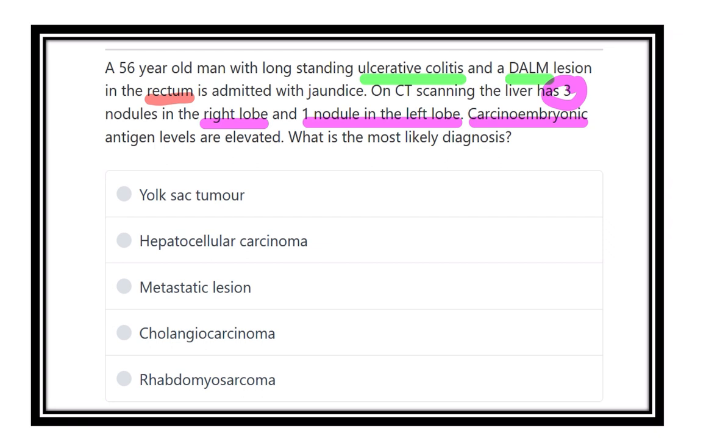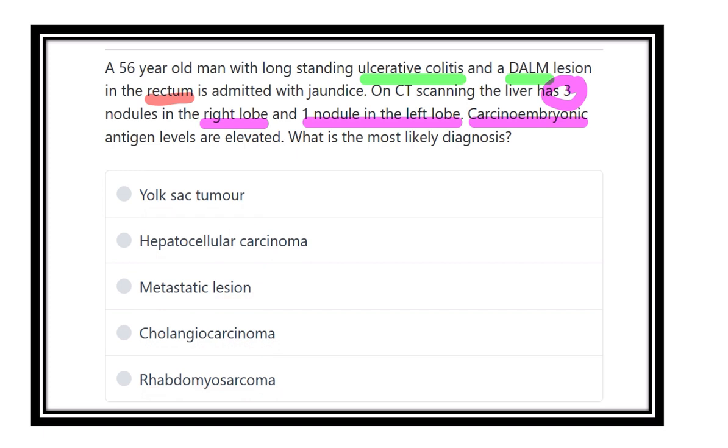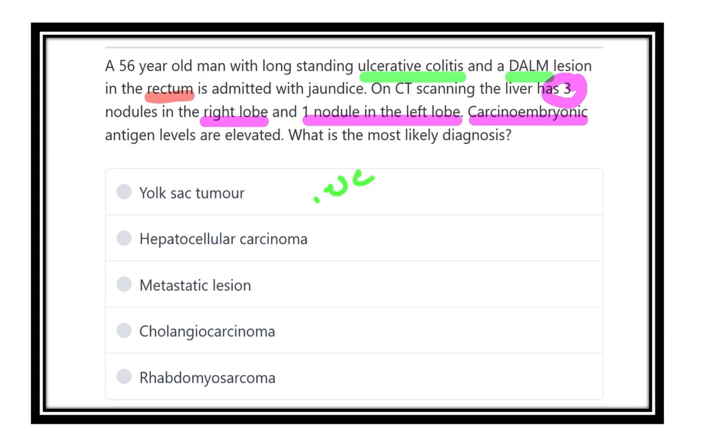Here are the options: yolk sac tumor, hepatocellular carcinoma, metastatic lesion, cholangiocarcinoma, and rhabdomyosarcoma. So what is the answer to this question? Again, let's see the scenario. A 56-year-old, long suffering from ulcerative colitis, and we also found the dysplasia or mass in the rectum, and on CT scanning there is a lesion or tumor in the liver. So what is the diagnosis?